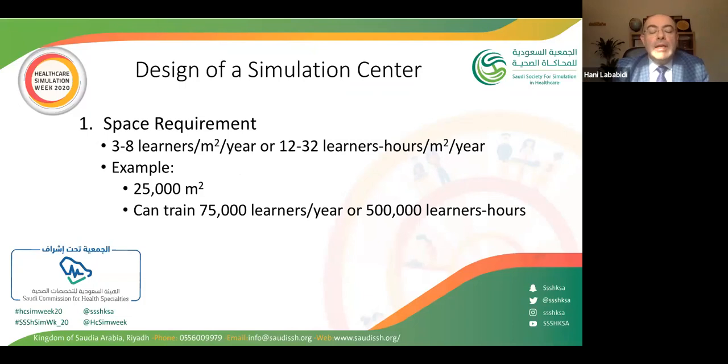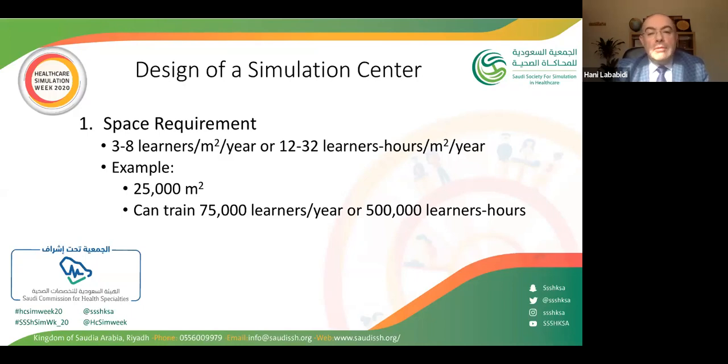Let's come now to money and space. So this is a common question I get asked. Okay, how do we calculate the space needed? And this is from my own experience, so it is not published yet, but this comes from going around and really seeing lots of simulation centers and doing the math. Usually, what we need is 3 to 8 learners per meter square per year. And this depends how you look at it, or the better way I look at it is learners' hours.